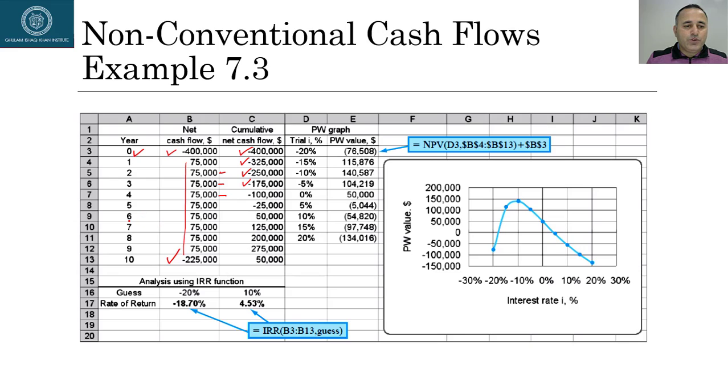At t equal to 6, as you can see, it changes sign. Okay, so initially it started with a negative sign, but now it changed sign. So from minus 25,000, it is now plus 50,000. Okay, 125,000, 200,000, 275, and $350,000. So as you can see, the cumulative cash flow changes sign only once. Okay, it will have certain implications.